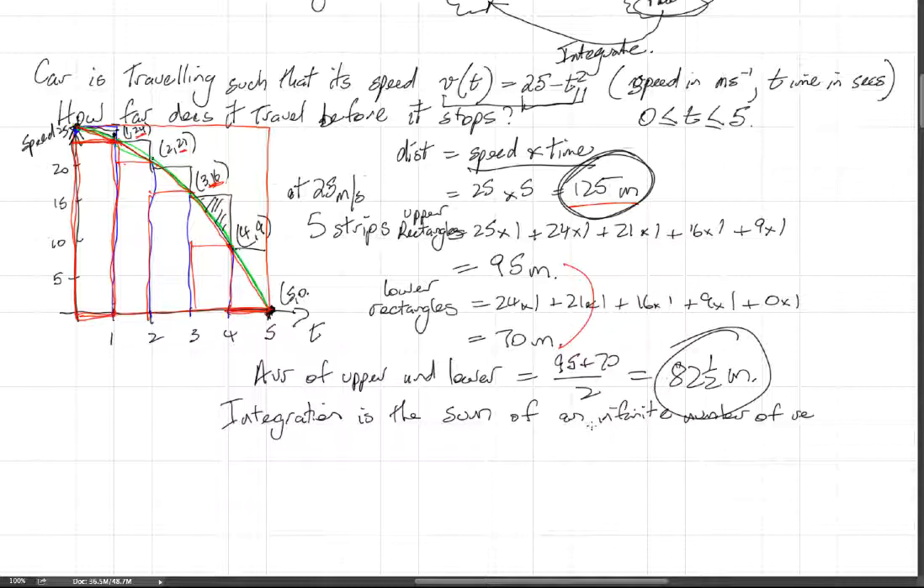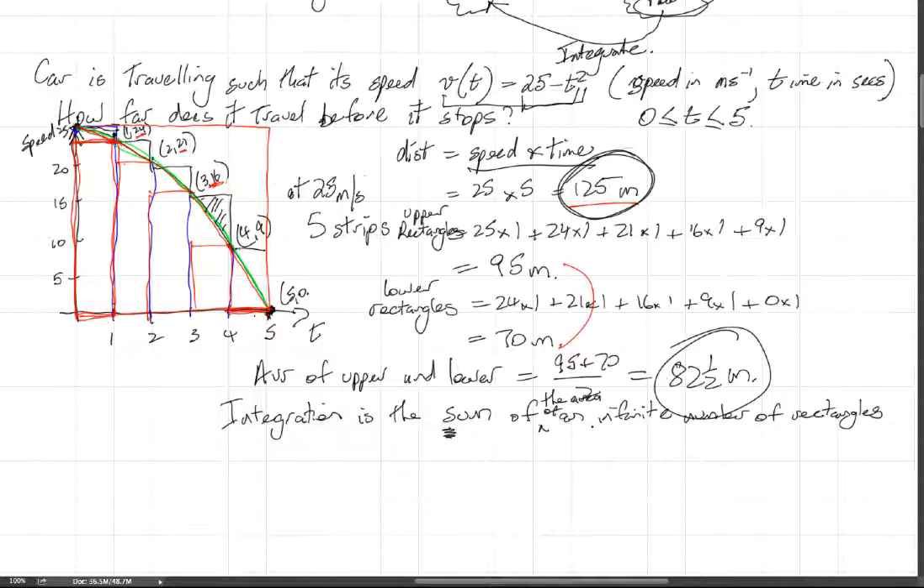The area. So integration is a sum of the area of an infinite number of rectangles over a particular domain. So we add up the area of an infinite number of rectangles.